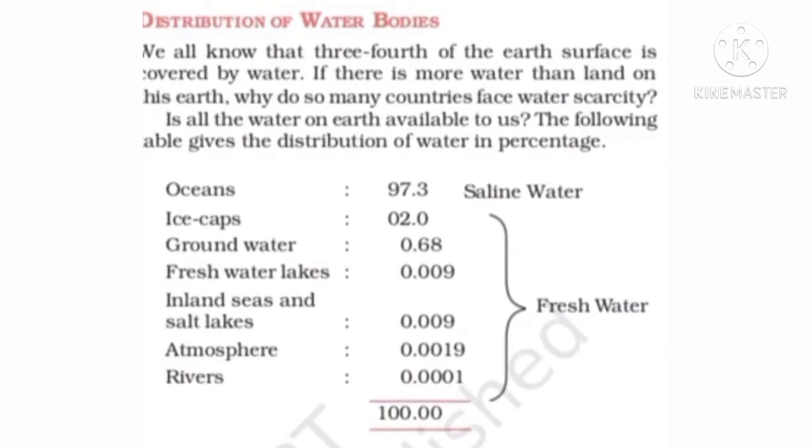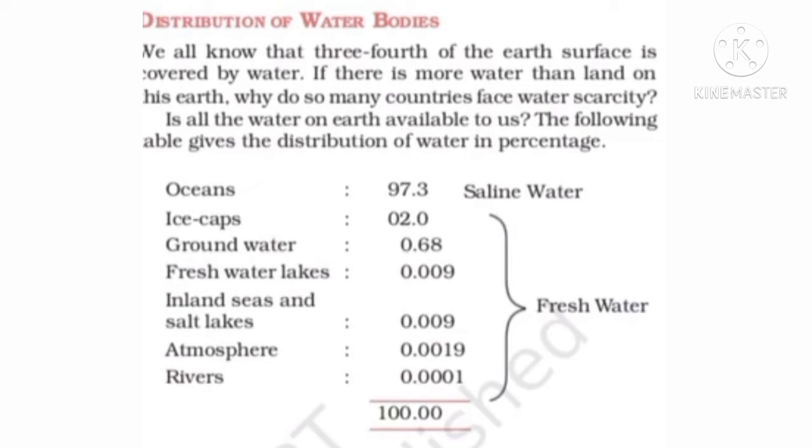Distribution of water bodies. We all know that three-fourths of the Earth's surface is covered by water. If there is more water than land on this Earth, why do so many countries face water scarcity? Is all water on the Earth available to us? The answers to these questions we can understand from the given table.